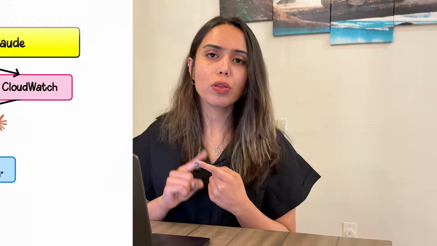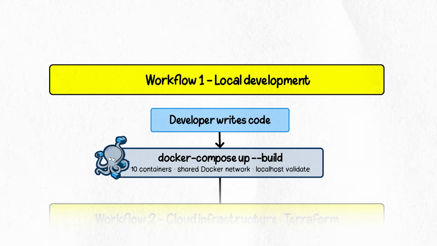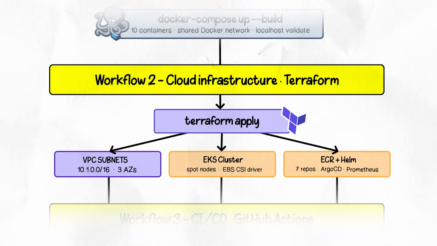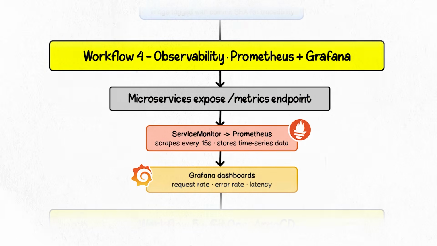Now, these are the workflows that we'll implement in our next part. We also have the AIOps workflow, but we'll be covering more on that architecture in our part 4. So stay tuned. Just to recap, this project covers these DevOps workflows: local development and deployment using Docker Compose, cloud infrastructure provisioning using Terraform, CI/CD pipeline with GitHub Actions and parallel builds, observability with Prometheus and Grafana dashboards, and GitOps deployment using Argo CD. In the next video, we'll start building the system from scratch, also using Claude Code. See you in the next part.